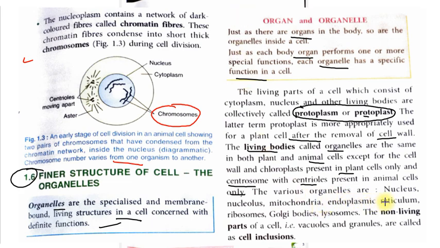Examples of various organelles are the nucleus, nucleolus, mitochondria, endoplasmic reticulum (ER), ribosomes, Golgi bodies. These are all cell organelles. The non-living parts of a cell, that is vacuoles and granules, are called cell inclusions. Keep it in mind: vacuoles and granules are called the cell inclusions, right?